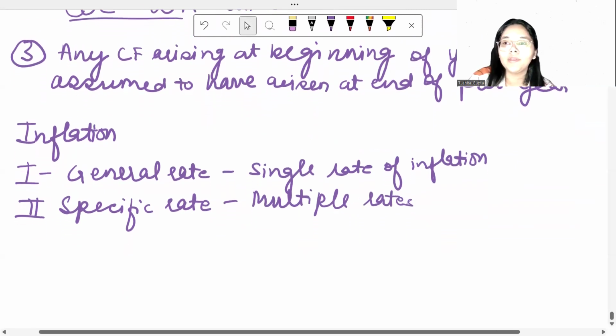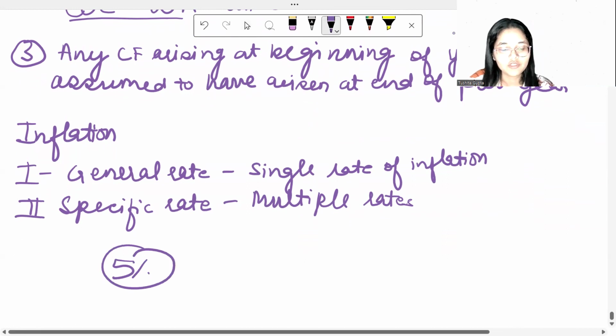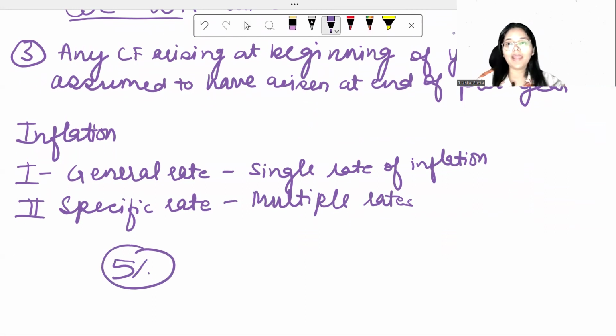Let's suppose my examiner has told me that in my economy, there's an inflation of 5%, which is the general inflation. So I will be applying this 5% inflation to sales, to variable costs, to fixed costs, to anything that I do with money. I'm going to straight away put 5% inflation on that.